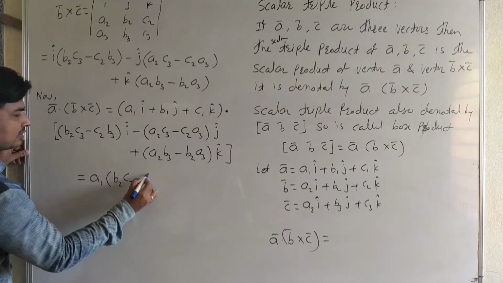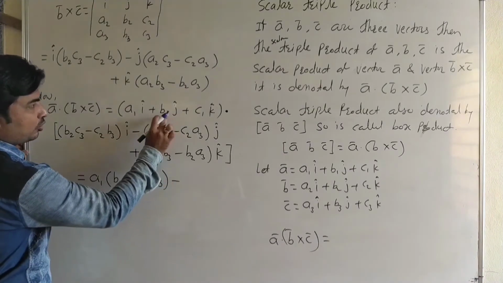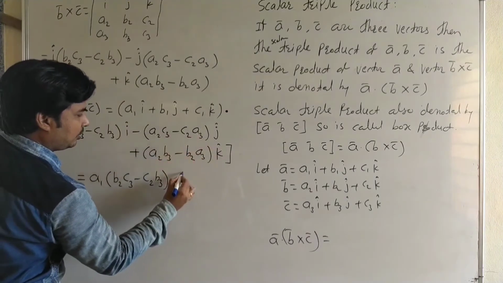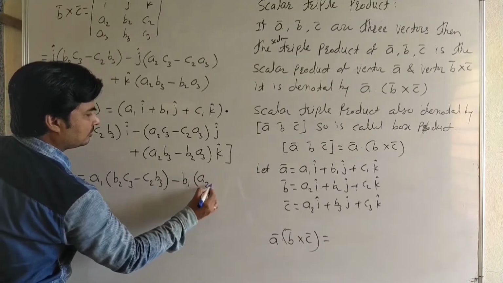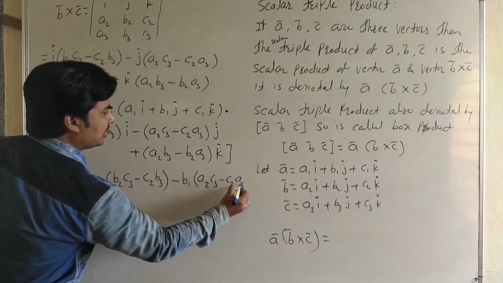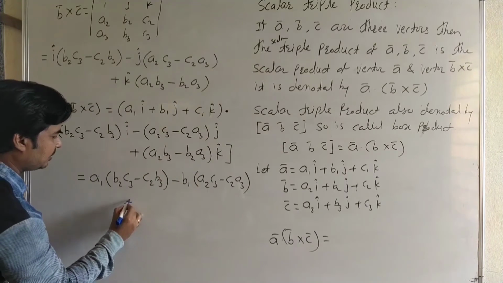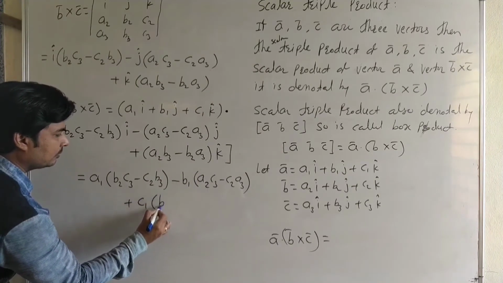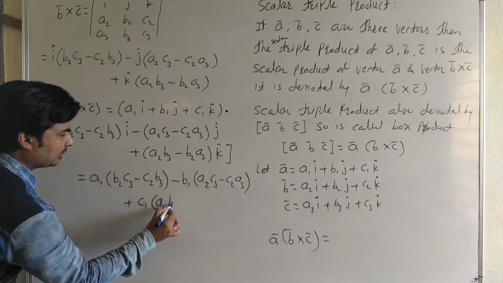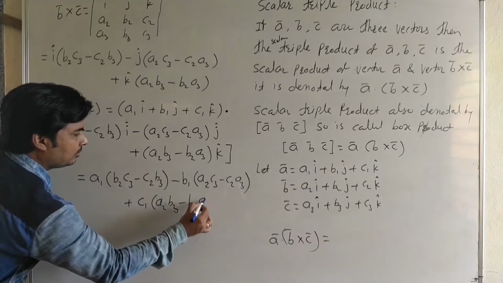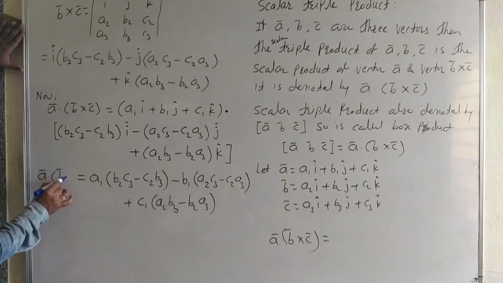B2 C3 minus C2 B3, minus, it is minus coefficient of J cap, and here it is coefficient of J cap. Therefore B1 into A2 C3 minus C2 A3, and K cap, it is coefficient of K cap C1, and this bracket, plus C1 into A2 B3 minus B2 A3. Here it is a scalar triple product, that is A bar dot B bar cross C bar.